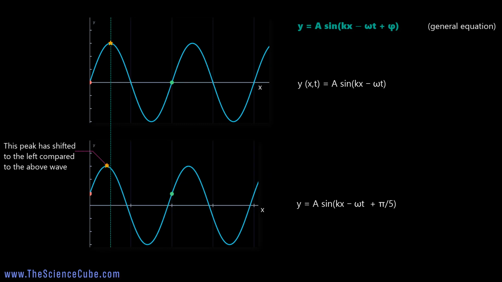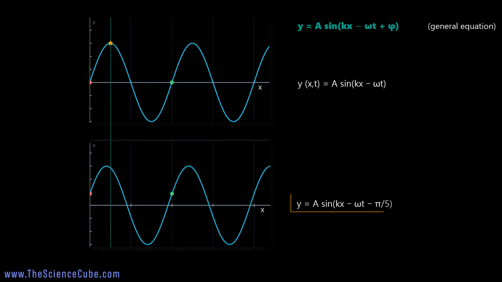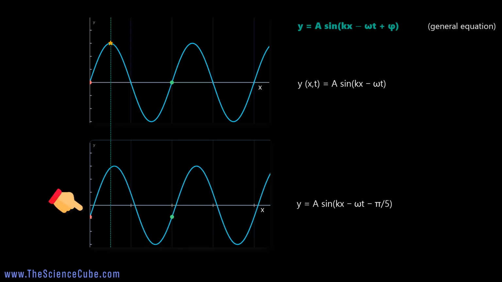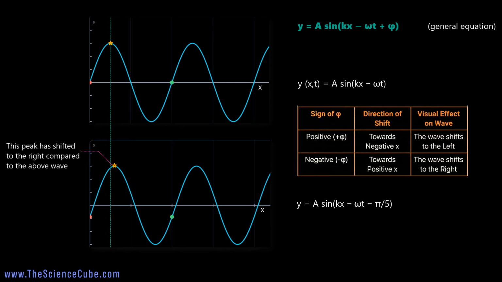Now contrast this with a negative phase constant, say negative pi over 5. The equation is now y equals A sine of kx minus omega t minus pi over 5. Here, the subtraction delays the function. This delay shifts the entire wave pattern to the right, or in the positive direction of the x-axis. The rule is consistent. A positive phi shifts the wave towards negative x, and a negative phi shifts the wave towards positive x.